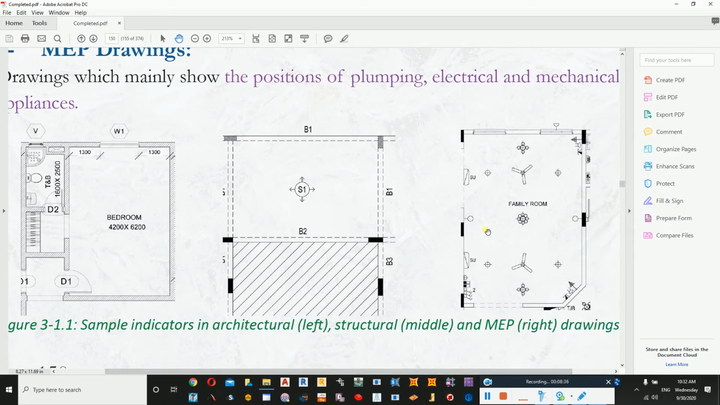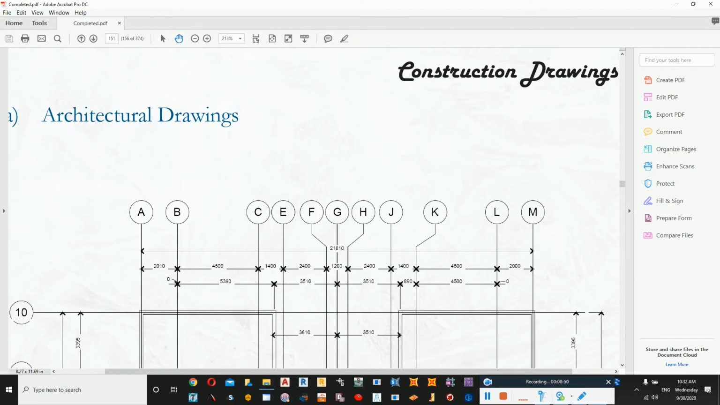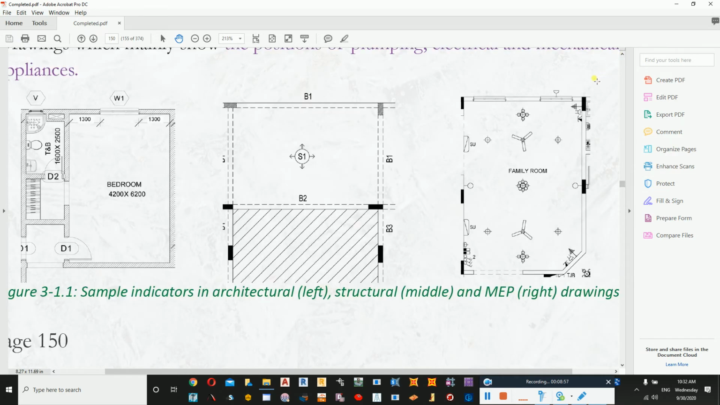Okay. Now, when it comes to the third one, you can see now we expanded a little bit. We are not talking only about primary and secondary elements. No, we have exceeded that by talking about fans, lights, and other things like the TV connection. So this is the electrical, or whatever we call it as MEP, and it can be further divided into different drawings as well. So we have mechanical and electrical, and then we have plumbing as well.